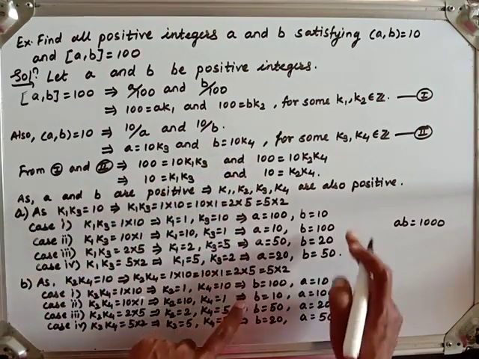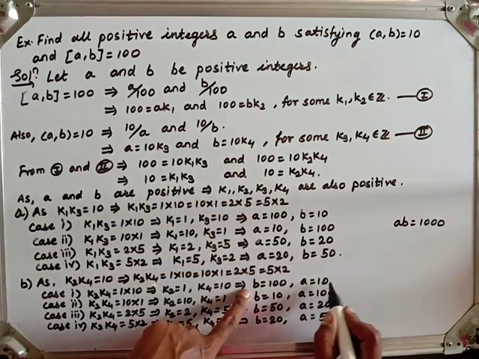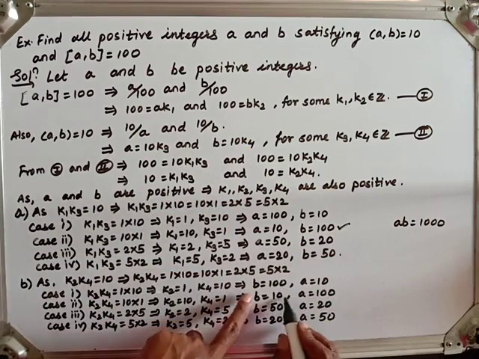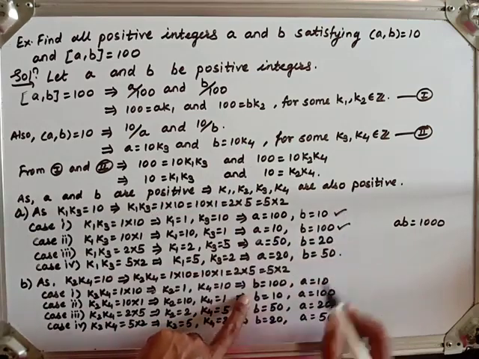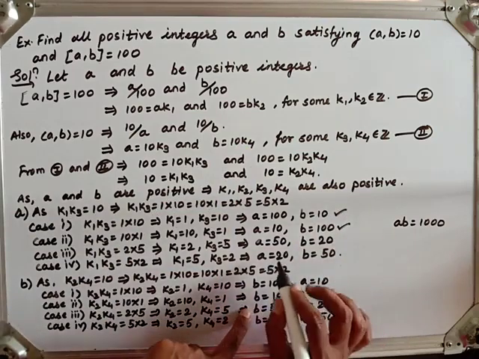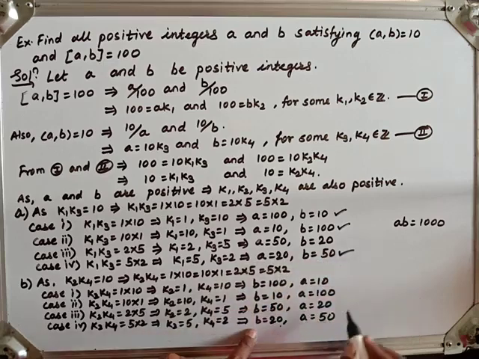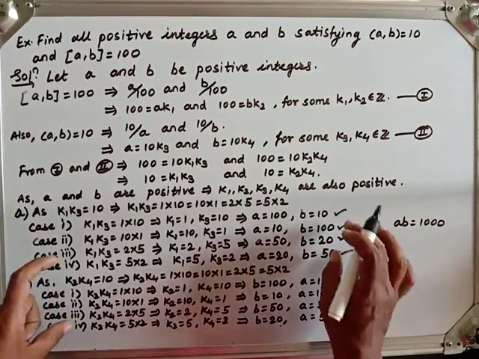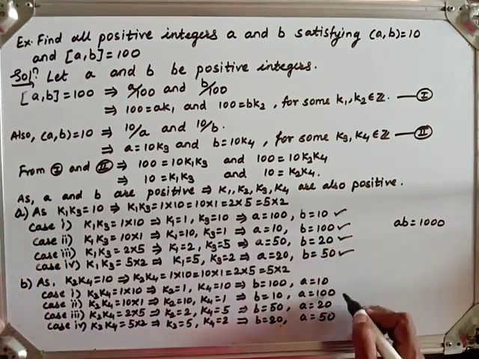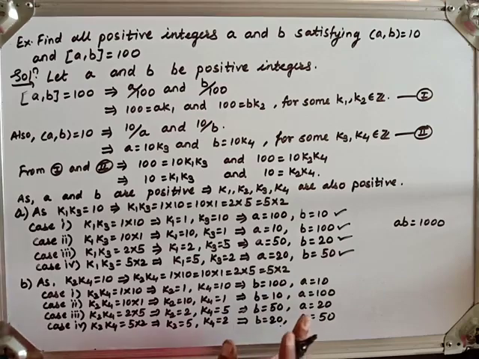If you look at it carefully, B is 100, A is 10. It is here. Now B is 10, A is 100. It is here. B is 50, A is 20. Look at here. B is 50, A is 20. Fine. B is 20, A is 50. So while considering these two things, we get the same pairs. Same pairs are these. So together, what can I say?